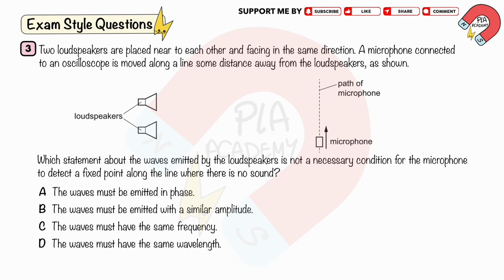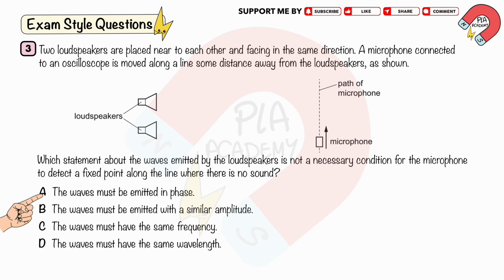Exam style question 3. Two loudspeakers are placed near to each other and facing in the same direction. A microphone connected to an oscilloscope is moved along a line some distance away from the loudspeakers, as shown. Which statement about the waves emitted by the loudspeakers is not a necessary condition for the microphone to detect a fixed point along the line where there is no sound?